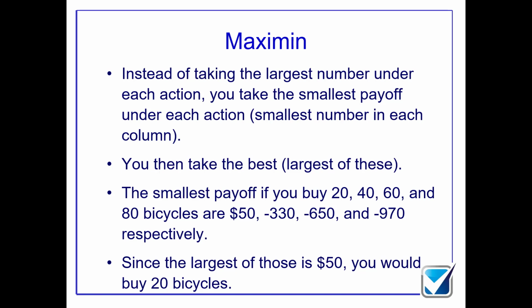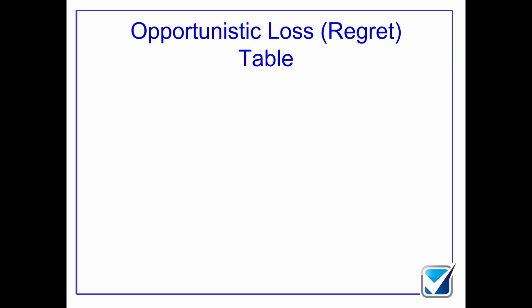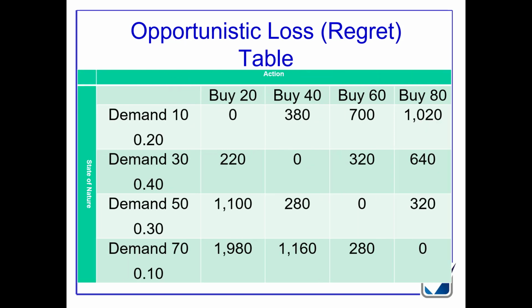Well, for Mini Max Regret, what I have to do is work out the amount of regret under each of these various different options. Now, if we had a situation whereby demand is actually 10 bicycles, which one would I want to go for? Which action? I want to go for buying 20 bicycles because it gives me the best possible response. And the best possible response there is a $50 profit.